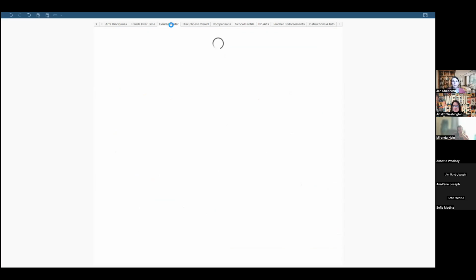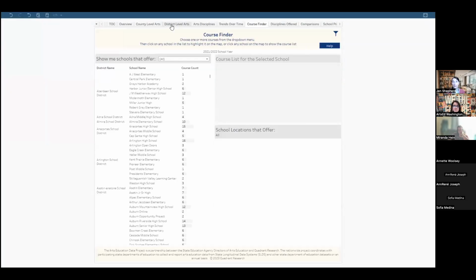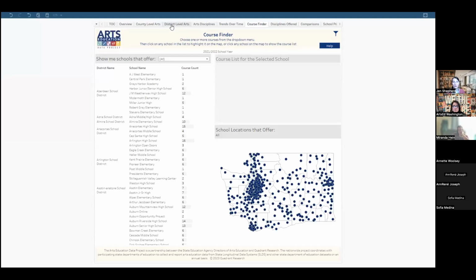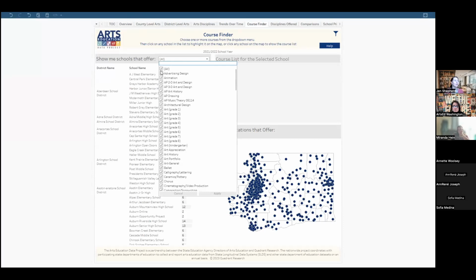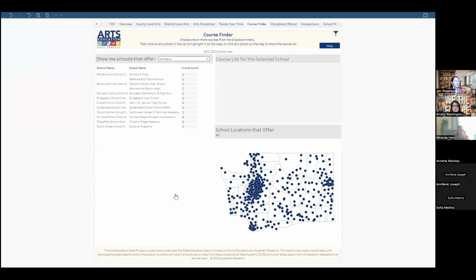We've got a dashboard called Course Finder that's specifically geared to answer basically one of two questions. In which schools is this course offered? Or which courses does this school offer? So if you wanted to know about the course level, you could select it from here, say, I'm really interested in animation, pick it, and there we go. There are the schools in the state that offer animation.